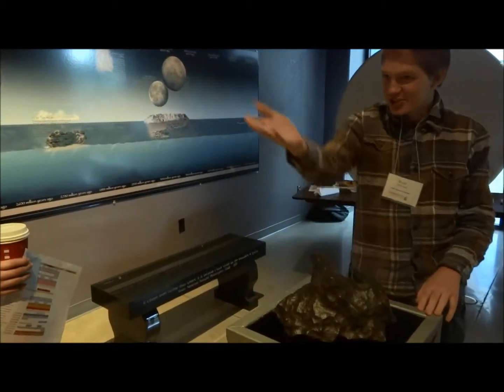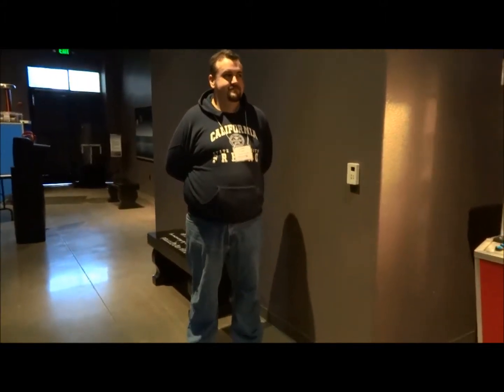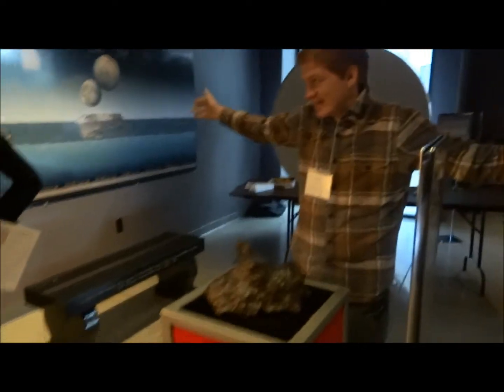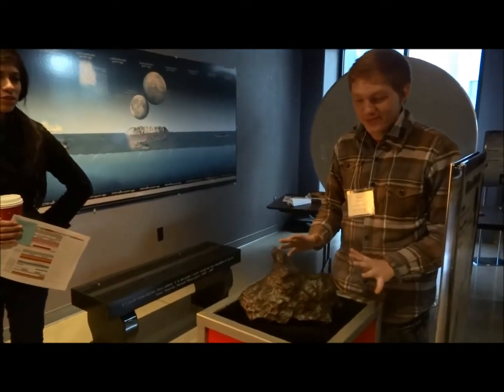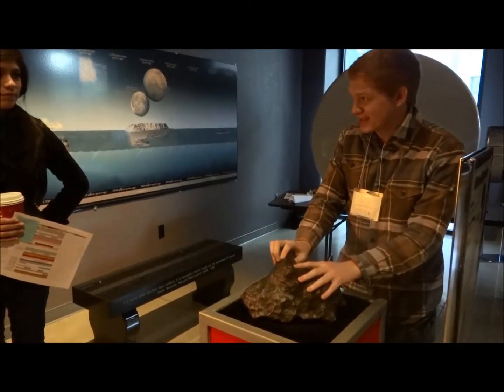Alright, so you see this gentleman over here? Yes. 4 meters is about twice his height. No way. Yeah, so 4 meters up, 4 meters to the side. Wow. It's a pretty big one. This one is one of the smaller pieces.